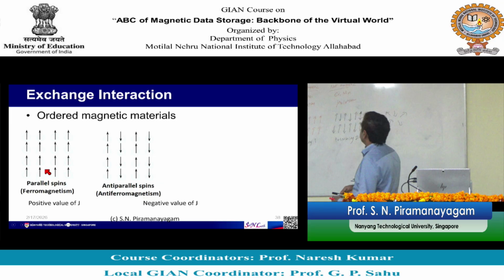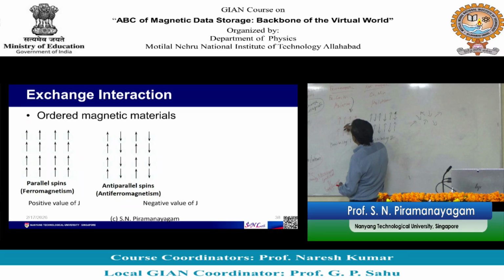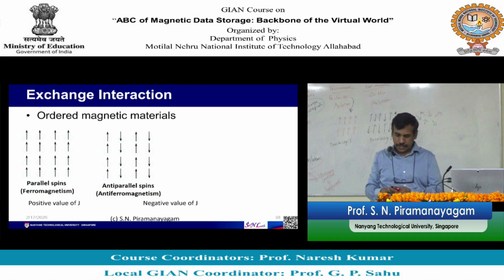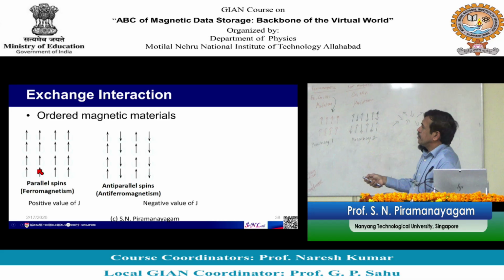If you take iron, cobalt, nickel, in all these materials, the neighboring spins will be parallel to each other. That is because in these systems, J is positive and the energy will be the lowest when the neighboring atoms' spins are parallel to each other. In antiferromagnetic materials, J is negative, so the energy is lowest when the neighboring spins are antiparallel to each other.